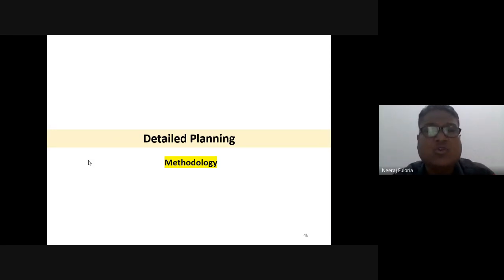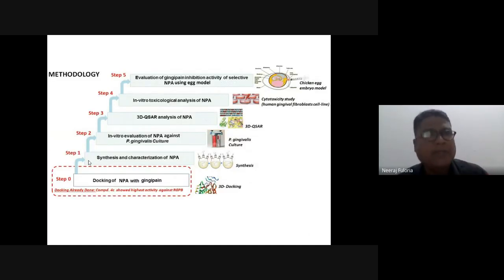In that we come to methodology. Remember, whenever you write any methodology, please try to incorporate a flow chart or any image to support that. For example, here we have shown one image I am showing you. Step 0, we have already done, so we have written already done, showed the highest activity, docking done. Now step 2, what you are applying for the grant, that is synthesis. Step 3, step 4, step 5.